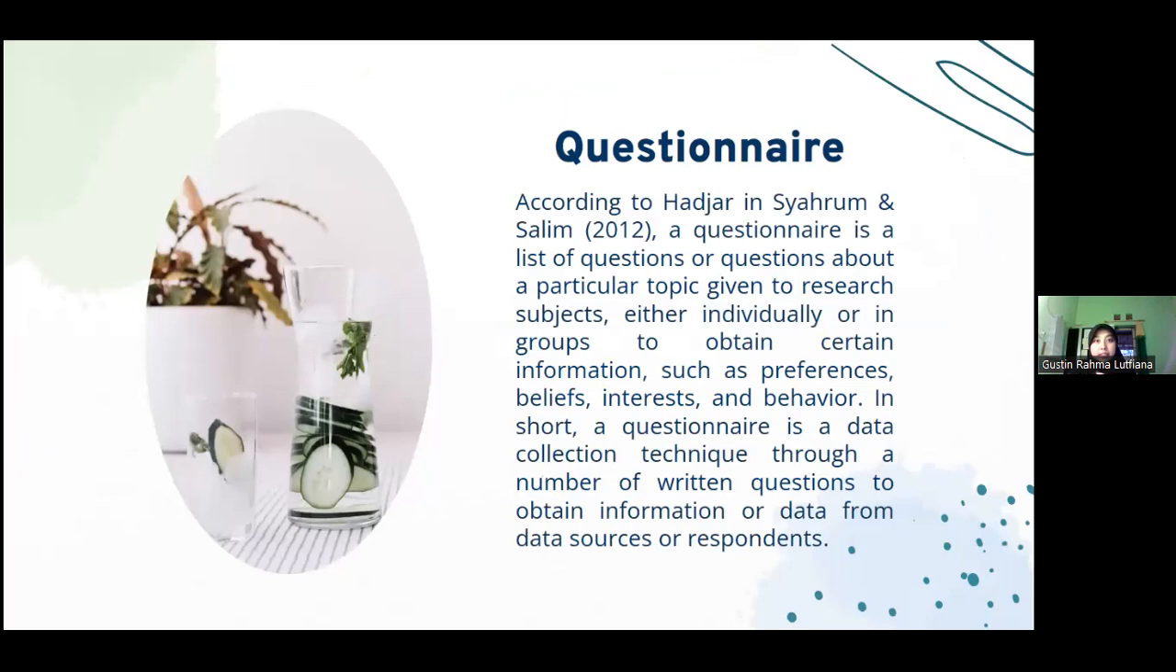And the next method is the questionnaire method. According to Hajar, Insyahrum, and Salim in 2012, a questionnaire is a list of questions about a particular topic given to research subjects, either individually or in groups, to obtain certain information, such as preferences, beliefs, interests, and behavior. In short, a questionnaire is a data collection technique through a number of written questions to obtain information or data from data sources or respondents.